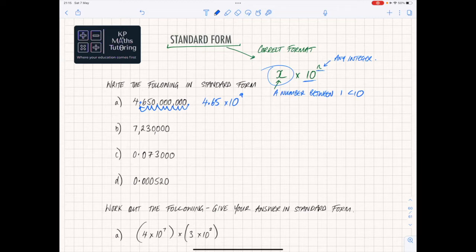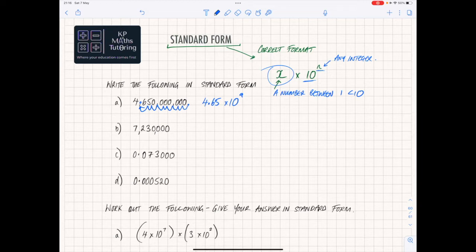Now, sometimes this indice will be negative, and we'll talk about why that is in a sec. But basically, if it's a really big number, and 4,650,000,000 is a pretty big number, your indice will be positive. If it's a really small number, like 0 point something, then it becomes a negative. So if it's a number less than 1, if it's a decimal, your answer will be a negative power, and if it's a bigger number, it becomes a positive power.